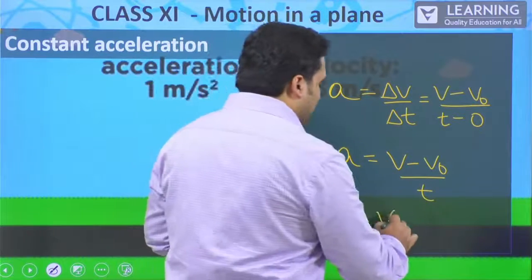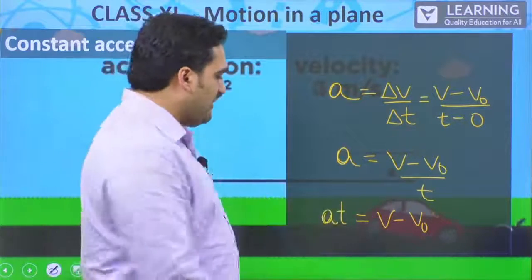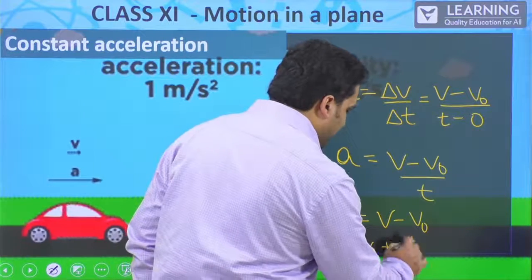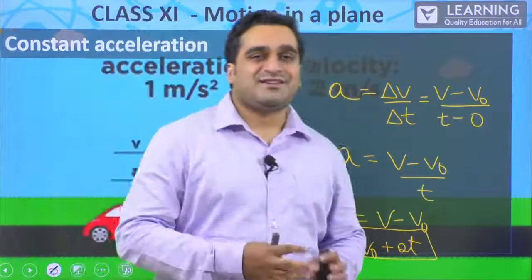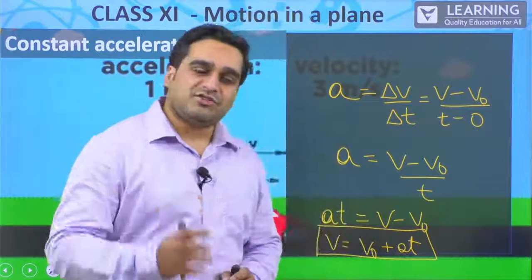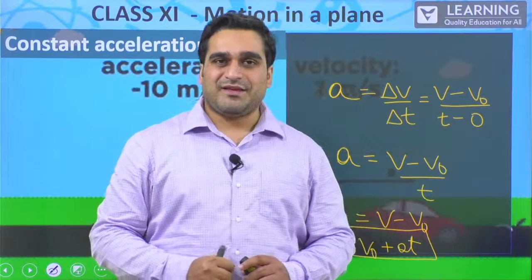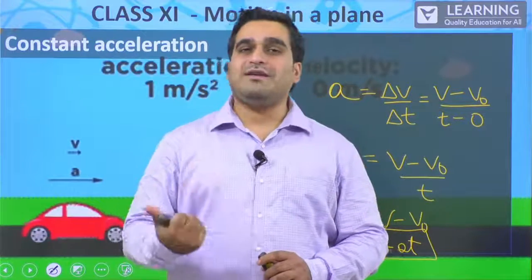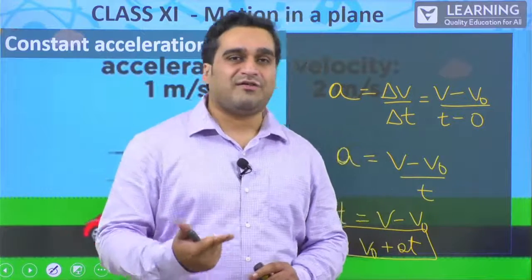But then you get this expression as at is equal to v minus v naught. So v will be equal to v naught plus at. This seems familiar, doesn't it? Because you have studied this in the previous chapter in motion in a straight line. We expressed and derived 3 equations of motion. We derived the 3 equations of motion using 2 different methods. One is called the graphical method and the other is called the method of calculus.